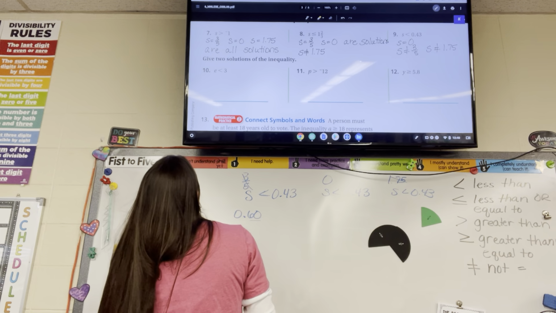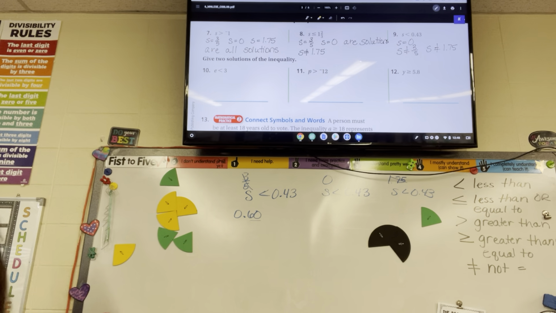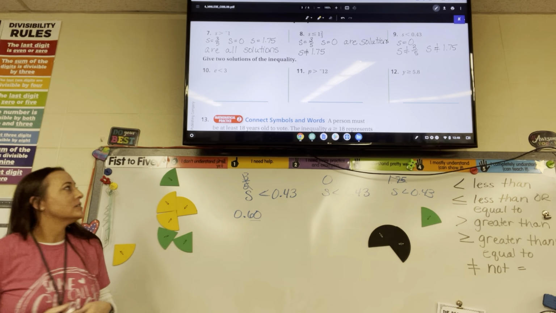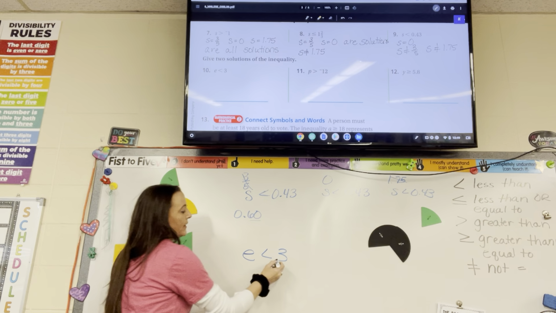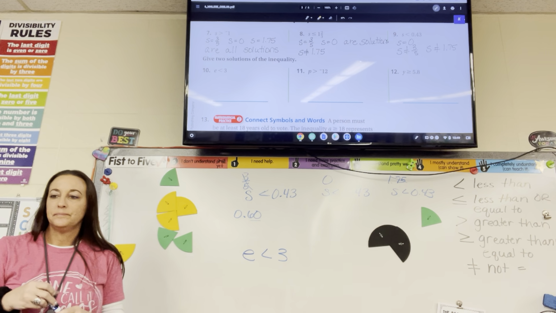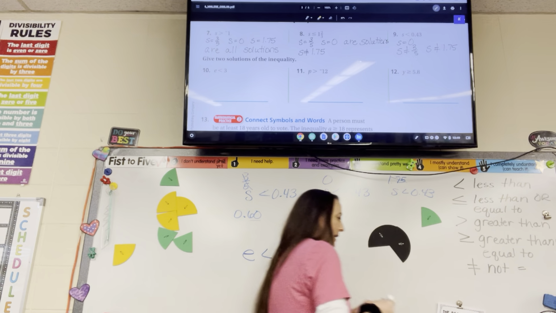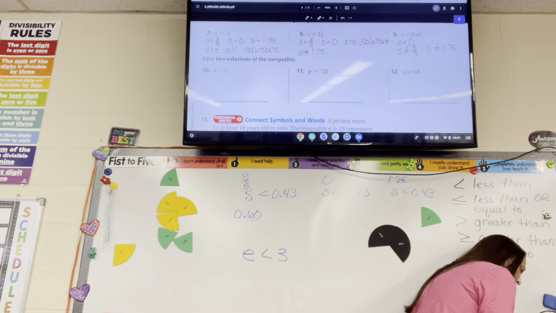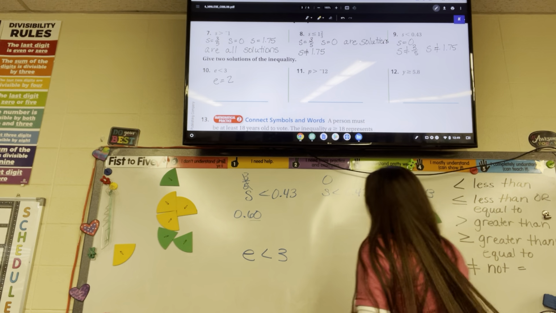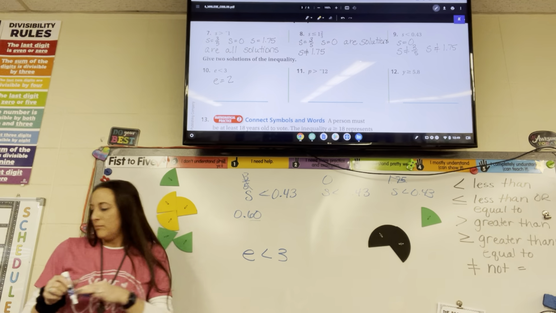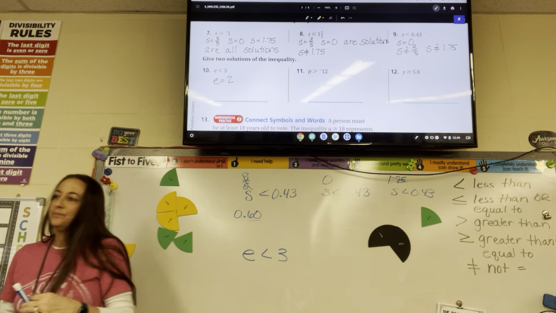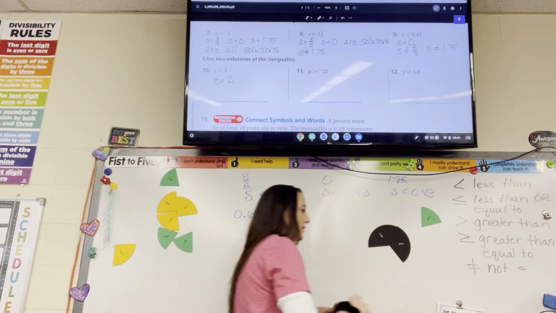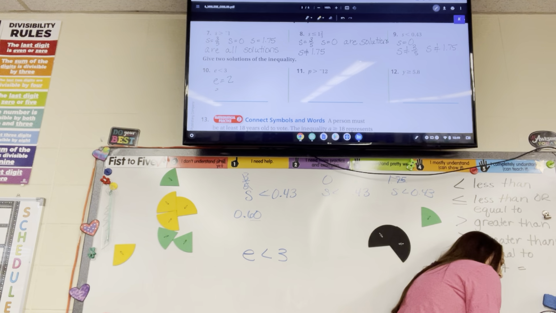Give two solutions for the inequality. I'm going to pull sticks. You're going to give me a number that is a solution. Avery, give me one solution that would make this true. E is a number less than 3. Give me a number less than 3. 2. So E equals 2. That is a solution. Give me another solution that would make this true, Peyton. 1 is a solution. E equals 1.